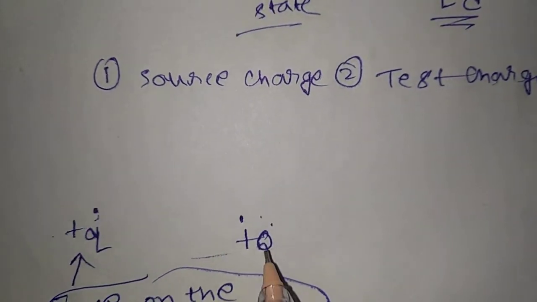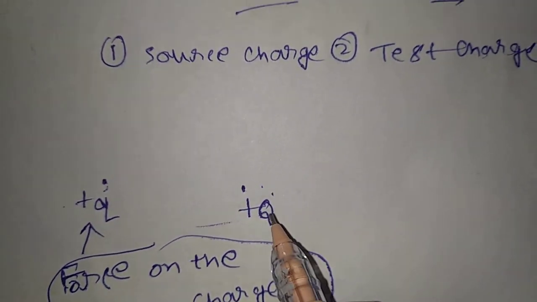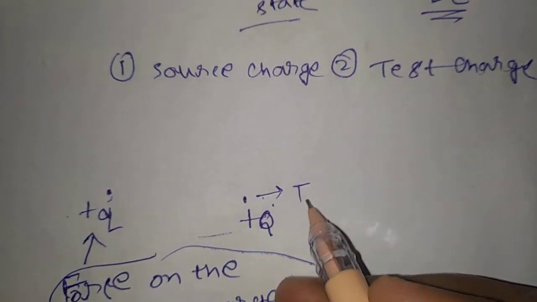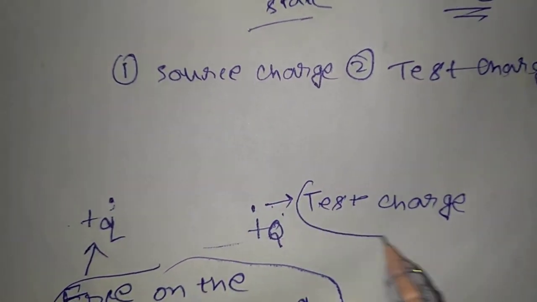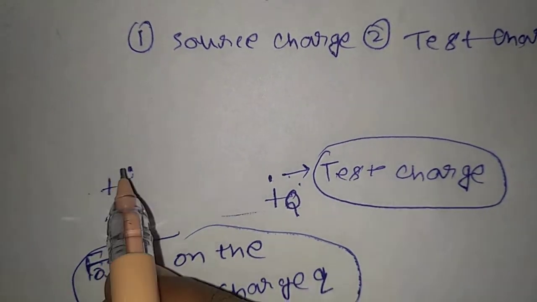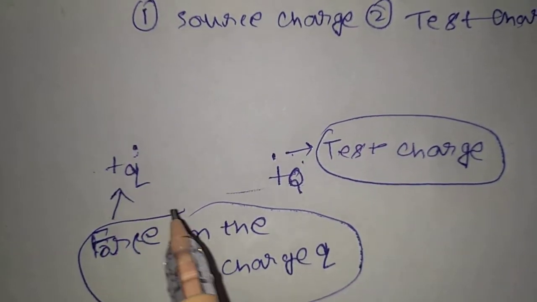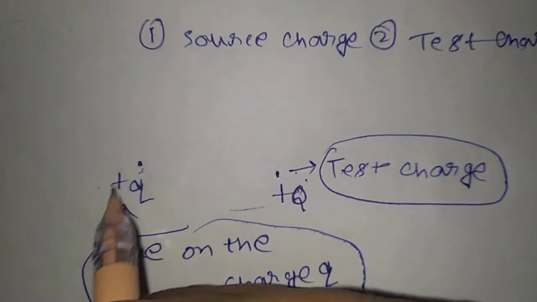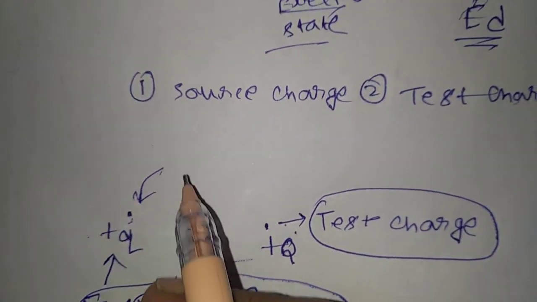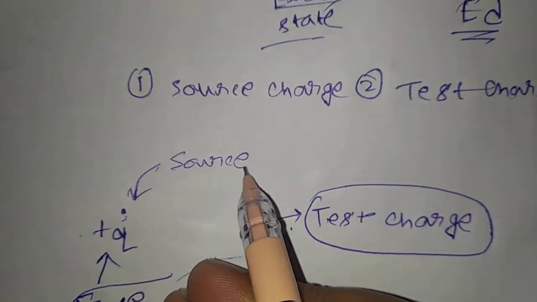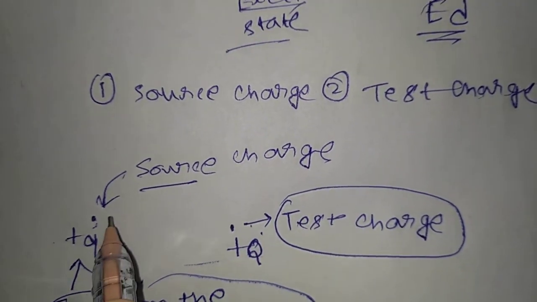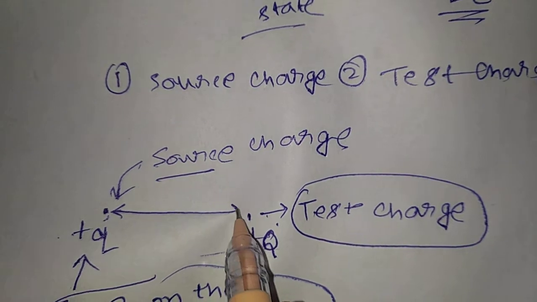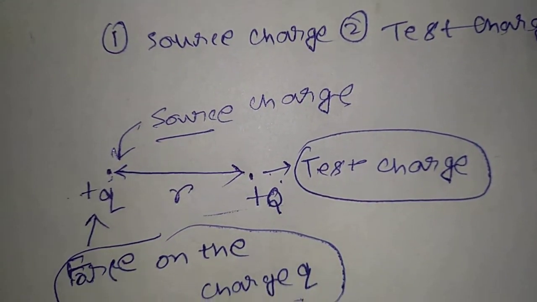The charge due to which we have to calculate the force, that will be the source charge. We are defining it so, and the charge on which the force is calculated, the force on the charge q, that will be defined as the test charge. So now they are at a distance.